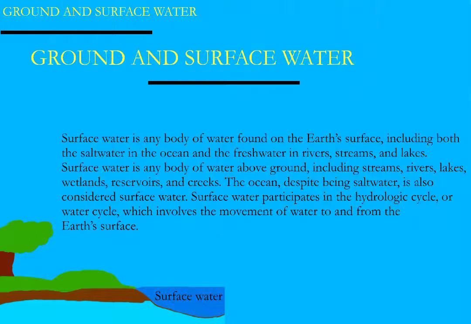But surface water is any body of water found on the Earth's surface, including both the salt water in the ocean and the fresh water in rivers, streams, and lakes. Surface water is any body of water above ground, including streams, rivers, lakes, wetlands, reservoirs, and creeks. The ocean, despite being salt water, is also considered surface water. Surface water participates in the hydrologic cycle or water cycle, which involves the movement of water to and from the Earth's surface.